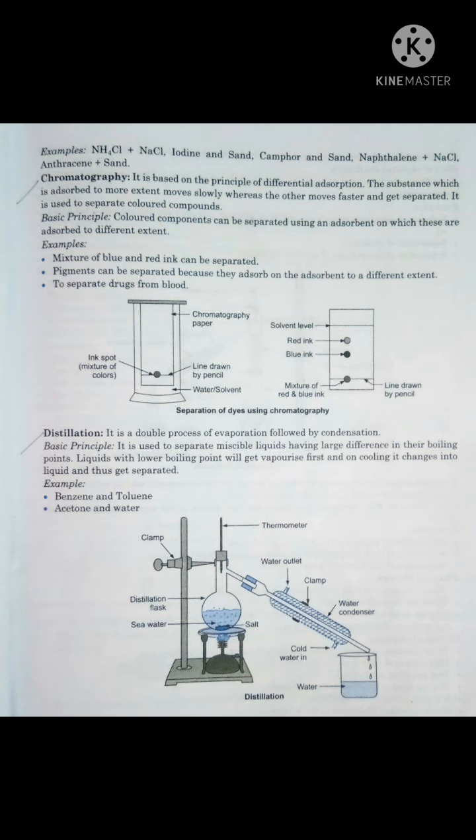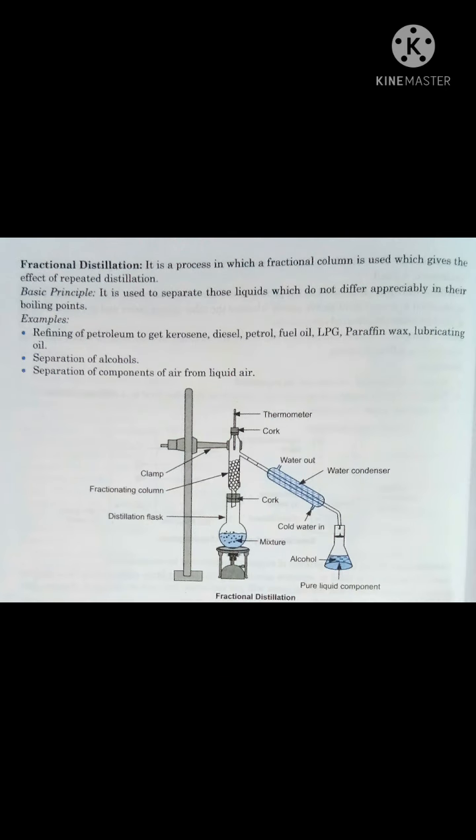So next is fractional distillation. It is a process in which a fractionating column is used, which gives the effect of repeated distillation. Basic principle: it is used to separate those liquids which do not differ appreciably in their boiling points. So their boiling point difference is not so much. Refining of petroleum to get kerosene, diesel, petrol, fuel oil, LPG, paraffin wax, lubricating oil, these are the examples. So fractional distillation is generally used in refineries.